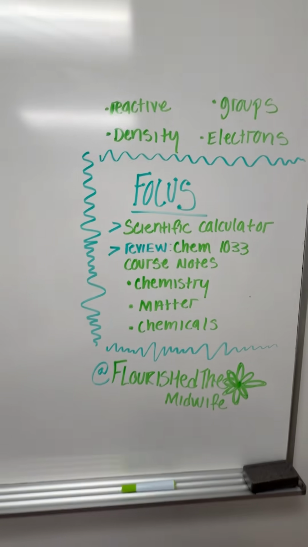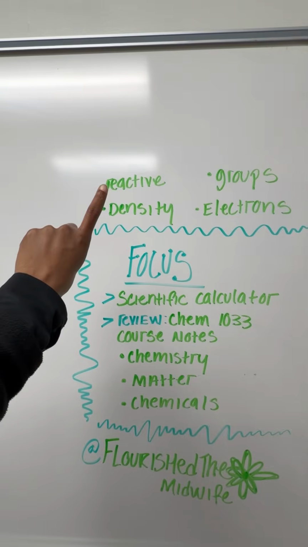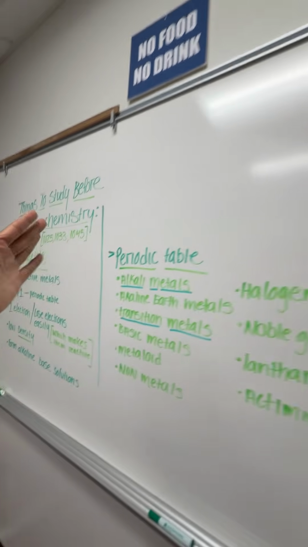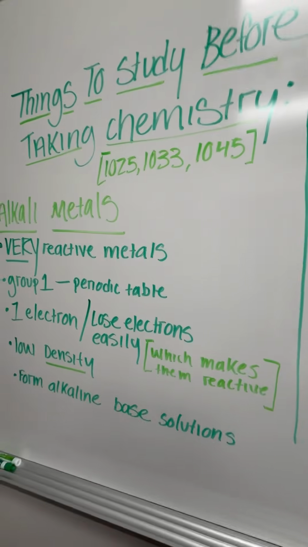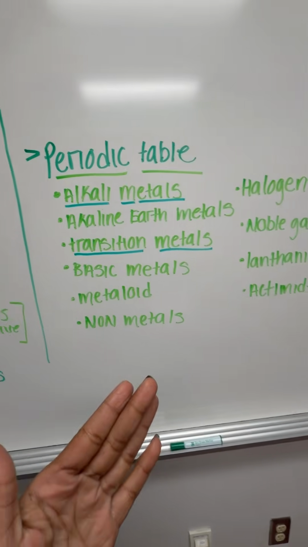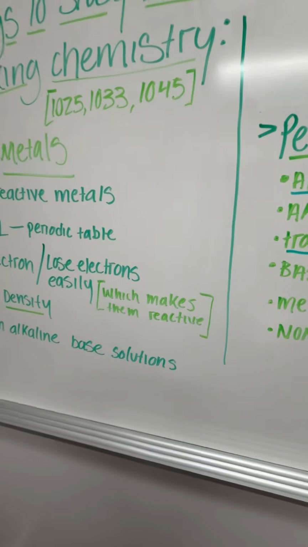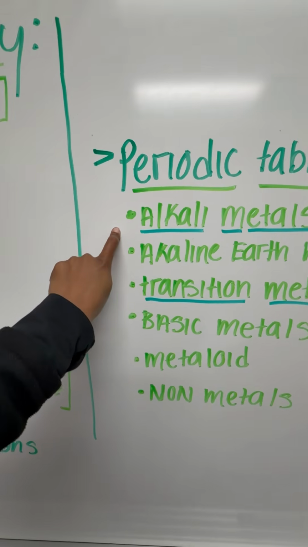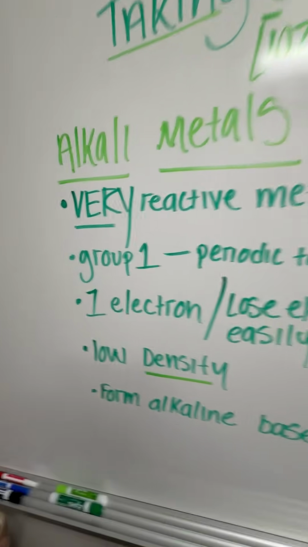The vocabulary we'll be going through in our next couple of videos will be reactive groups, density, and electrons, and how these words correlate to chemistry. So again, we have our previous videos and the stuff that we've covered, we have our upcoming videos, and in this specific video, we're going to be covering the alkali metals. Okay, so let's hop right into it.